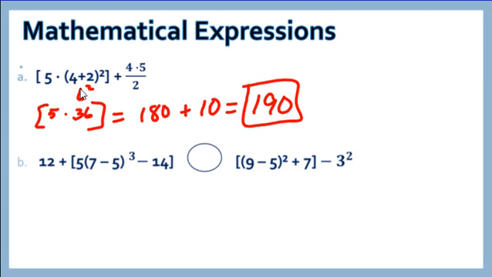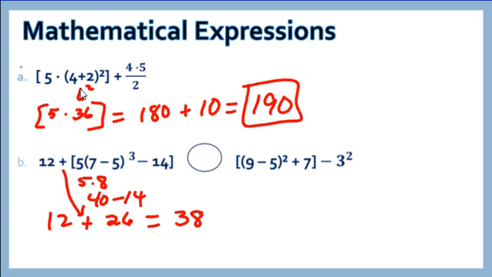And then the last example on this page, we have 12 plus braces 5 times 7 minus 5 cubed minus 14. So inside out, 7 minus 5 is 2. 2 cubed is 8. 8 times 5 is 40. Minus 14 will give you 26. That's on the outside of the brackets. Bring down the plus sign. Bring down the 12. 12 plus 26 equals 38 on this side.